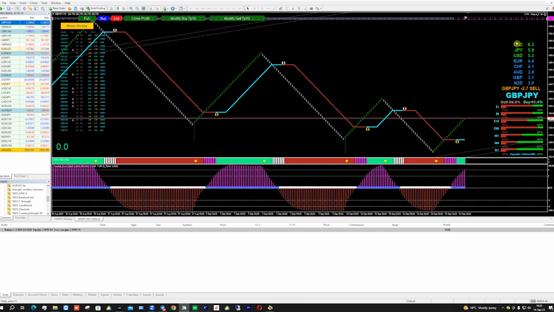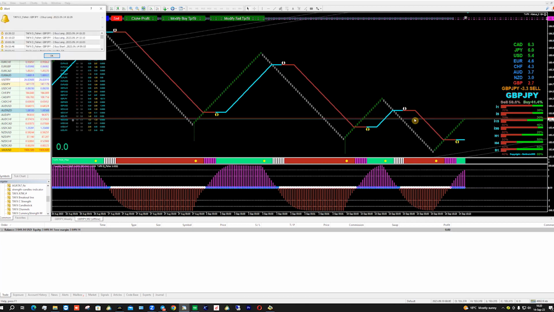Because the GPP should be the strongest, because it is the base currency. So the GPP should be the strongest, and the JPY should be weak. So this is why sometimes someone can say, oh, I got a signal, but after buying, the market went against me. It is because you didn't confirm the currency strength. Secondly, let me show you something here.